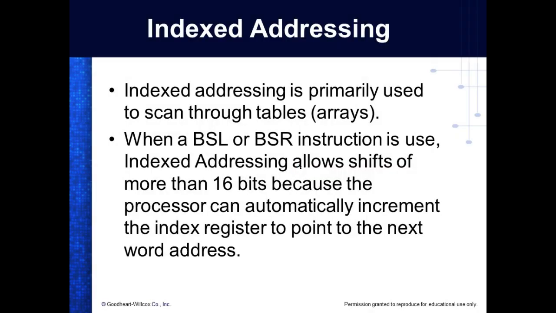Index addressing is primarily used to scan through tables. When a bit shift left or bit shift right instruction is used, index addressing allows shifts of more than 16 bits because the processor can automatically increment the index register to point to the next word. So we do have some instructions that automatically increment the index register. If it increments the index register, then I can use the same offset and it'll automatically go over, right? Everybody understand that?